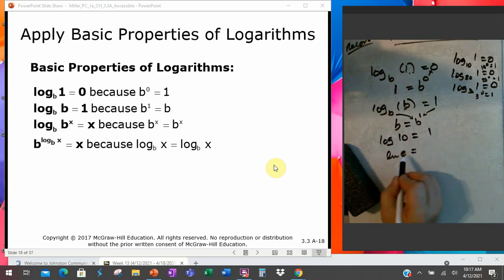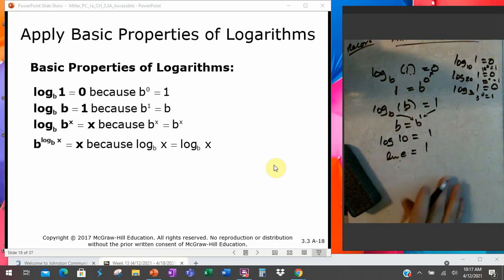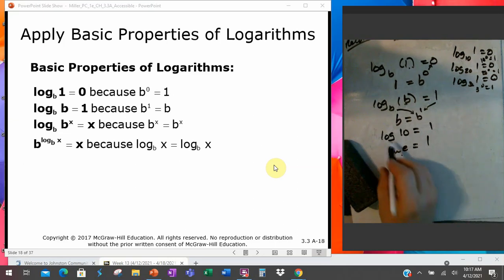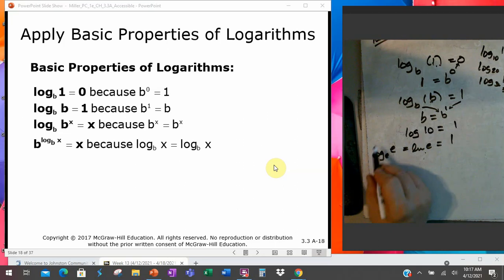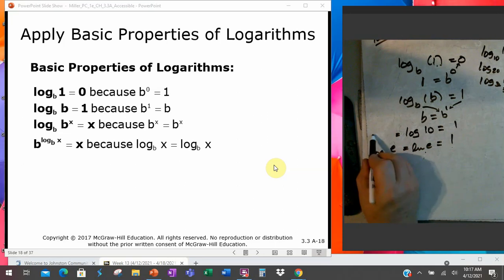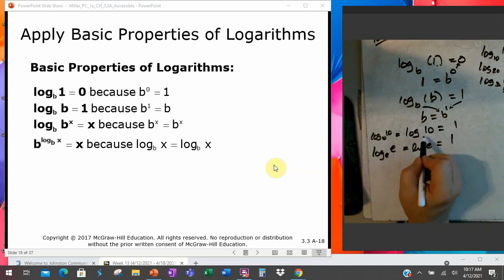What's the natural log of e? That's just 1, because that's the base e. With the natural log, e is the base. So this is the very same thing as log base e of e, but instead of using this notation, I use this notation. This would have been the very same thing as that. The base 10 just happened to be understood, so we drop it.